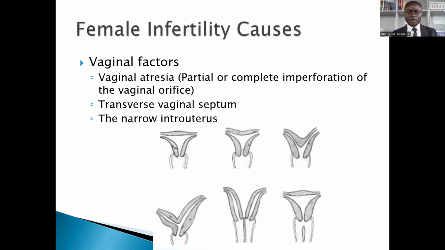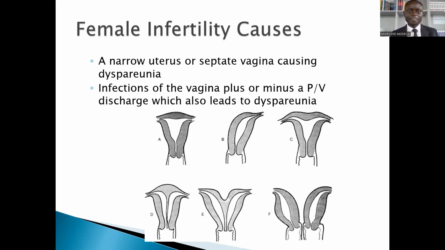Then we are going to talk about the narrowed introitus. Introitus, that's the opening to the vagina, just immediately after the vulva. Once it is narrowed, then the penis will not enter, and what will happen next? The sperms are going to be deposited at the vulva level, and hence they are going to be denatured.